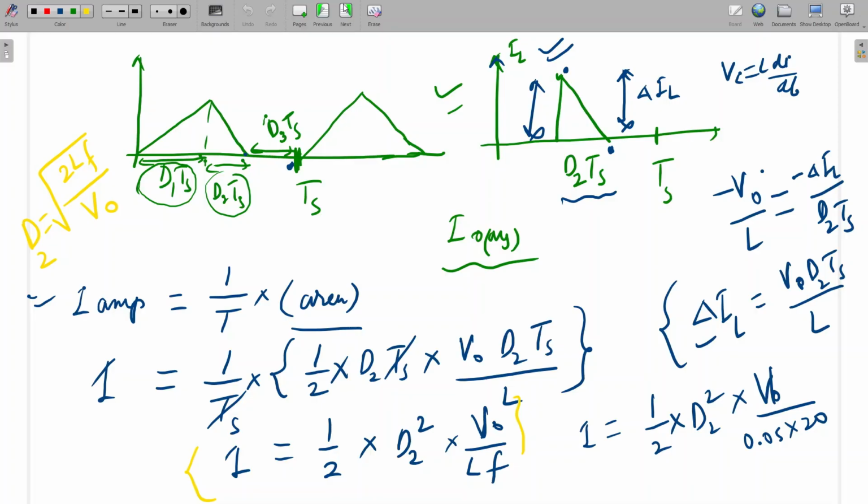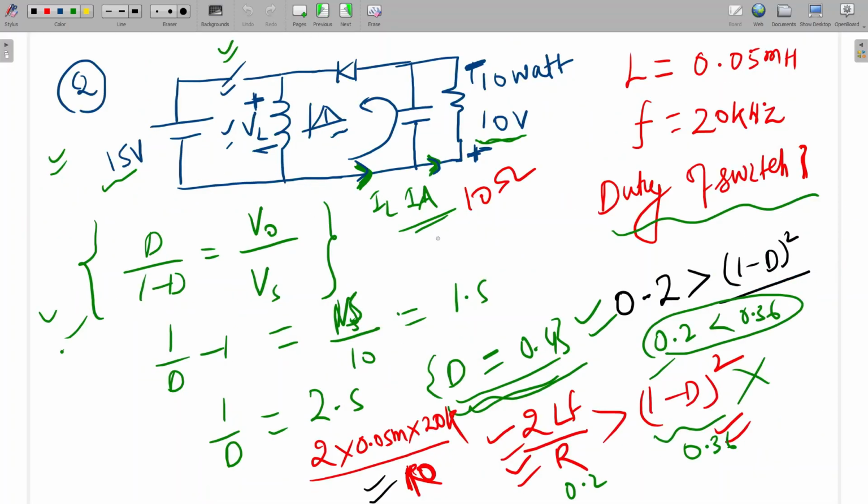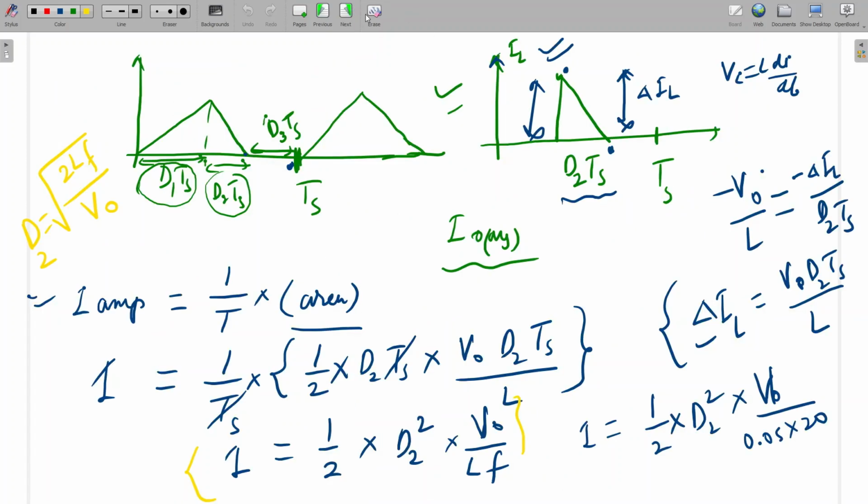Okay, sir. Is it clear? I put V naught equal to 75 volts, sir. Sorry, previous problem. Okay, V naught is how much here? 10 only, na? Sir, 10. So 2 into 0.05 into 20, this value is coming as 2. So it will be under root 2 by 10, under root 0.2, which is equal to 0.44 something. So we have calculated the value of D2.